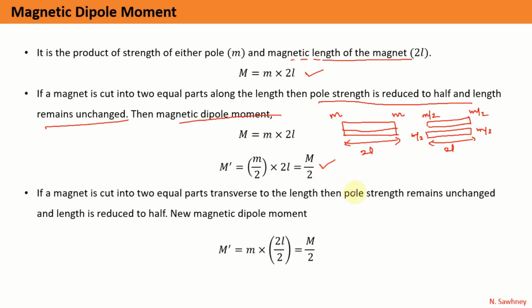Now let us consider one more case, where the magnet is cut into two equal parts transverse to its length. Then what will happen? See, this is the magnet. I am cutting the magnet transverse to its length, that is along the equatorial line of the magnet. So the length will reduce to half in the two magnets, but their pole strength will remain the same. See here, like this. So now the new magnetic dipole moment will become half of the previous, that is m by 2.